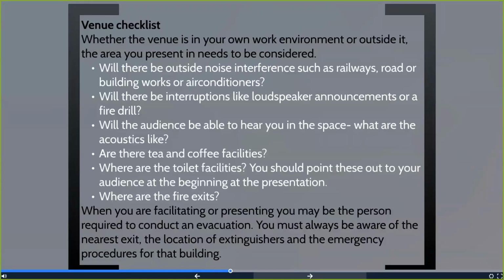Will there be interruptions like loudspeaker announcements or a fire drill? Will the audience be able to hear you in the space? What are the acoustics like? Are there tea and coffee facilities? Hell yeah, at Preston. Where are the toilet facilities? You should point out these to your audience at the beginning of the presentation, and where the fire exits are.